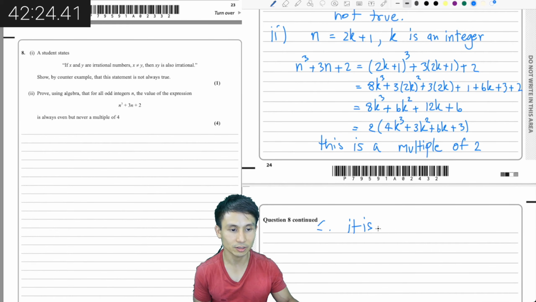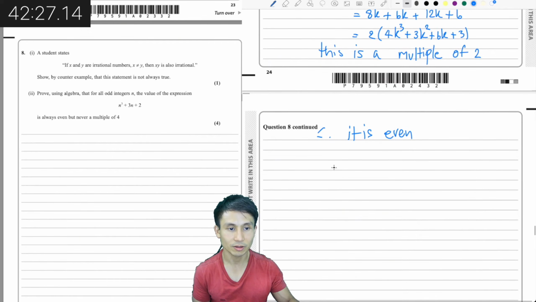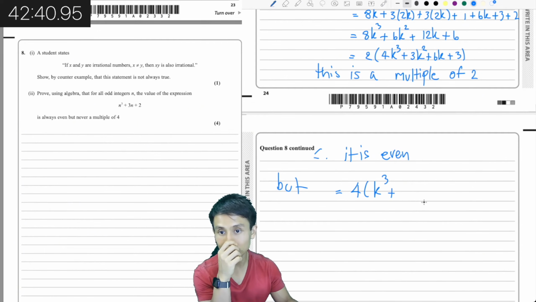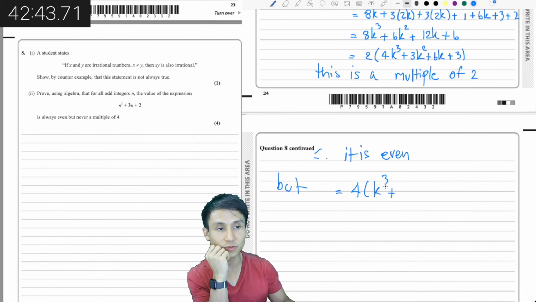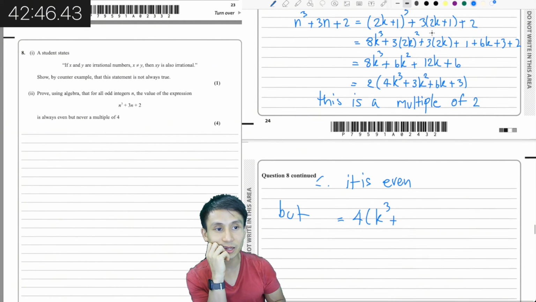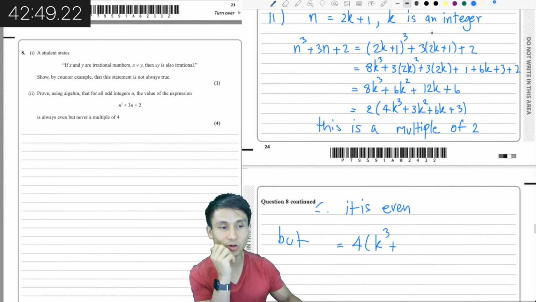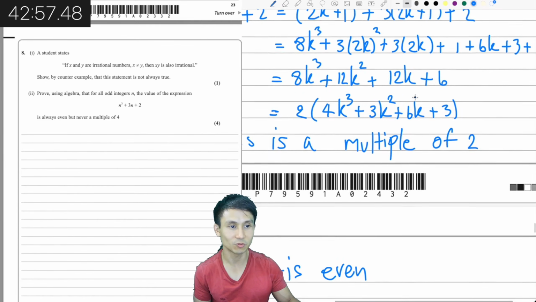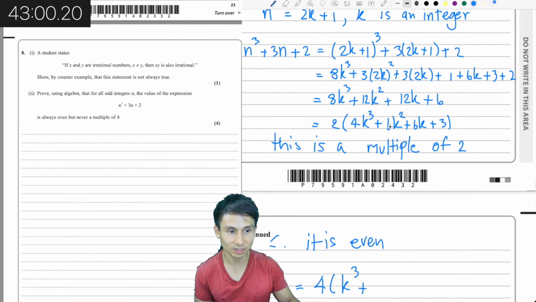Therefore, it is odd. It is even, sorry. But it is also, if we take 4 out, 4, and then we do k cubed plus, what to do with that? Never a multiple of 4. We have to prove somehow that we can't really, oh no way. I made a mistake here. This is 4 times 3, so this is 12. That's why it didn't work. Okay, so this is 6k squared instead.